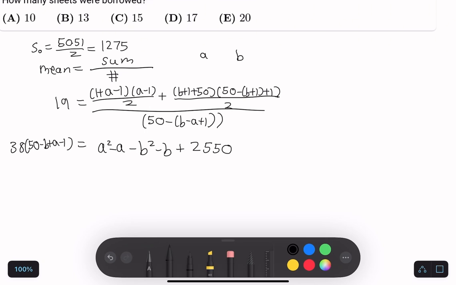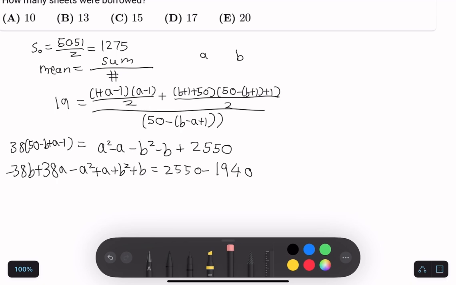After we expand the expression on the right-hand side and simplify everything on the left-hand side, and we move all the variables to the left-hand side and the numerical values to the right-hand side, we end up with negative 38B plus 38A minus A squared plus A plus B squared plus B. On the right-hand side, we have 2,550 minus 38 times 50, which is 1,940. It's 1,900 plus 38.